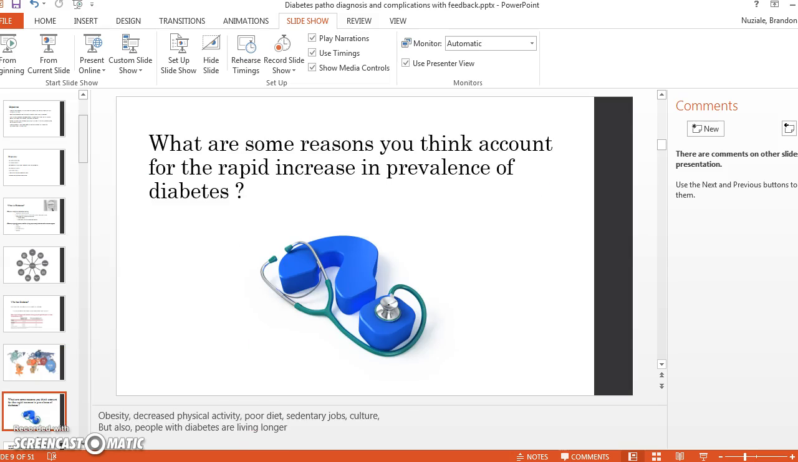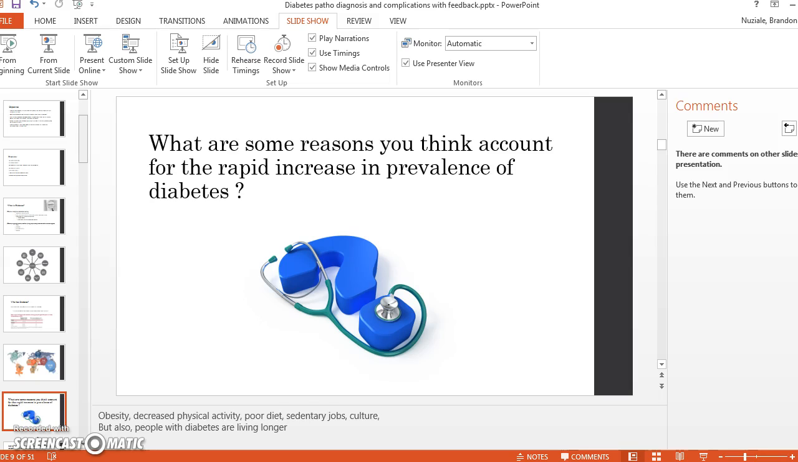So what are some reasons you can think of to account for the rapid increase in prevalence of diabetes? Here I'm hoping they will be able to address obesity, the decrease in physical activity and poor diet that our pop culture promotes, our move toward more sedentary jobs, desk jobs, high-stress workplaces that don't allow for physical activity. But one thing I'm thinking they won't identify is that patients are now living longer with diabetes, due to us being able to maximize their diabetes treatment and treat the condition much more holistically and more appropriately.